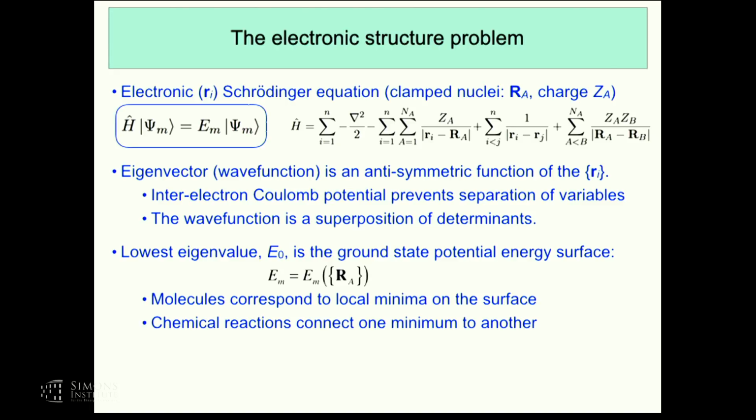One could worry about excited states as well, but with a half hour, let's simplify. And it is an implicit function of where the clamped nuclei are. Therefore, as the clamped nuclei are allowed to move around, the lowest eigenvalue defines the ground state potential energy surface, and that is the surface on which chemistry happens. Molecules correspond to local minima on the potential energy surface. Different molecular isomers are separated from each other by saddle points, which are reaction barriers, and chemical reactions connect one minimum to another.